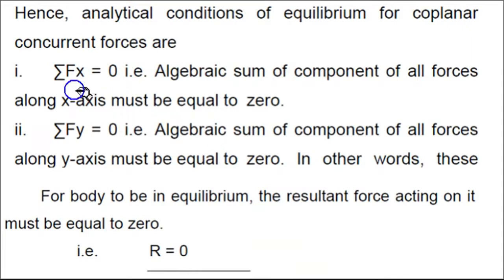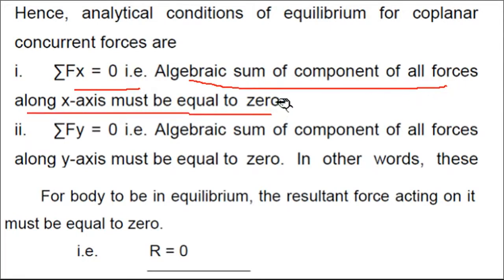Now what is Fx equal to 0? Whatever the system, for that you have to write down the algebraic sum of all the components of forces in the x direction, which must be equal to 0. Means when you write summation of Fx equal to 10 cos 30 plus 20 sin 30 minus 25 cos 30, like that, it must be equated to 0.